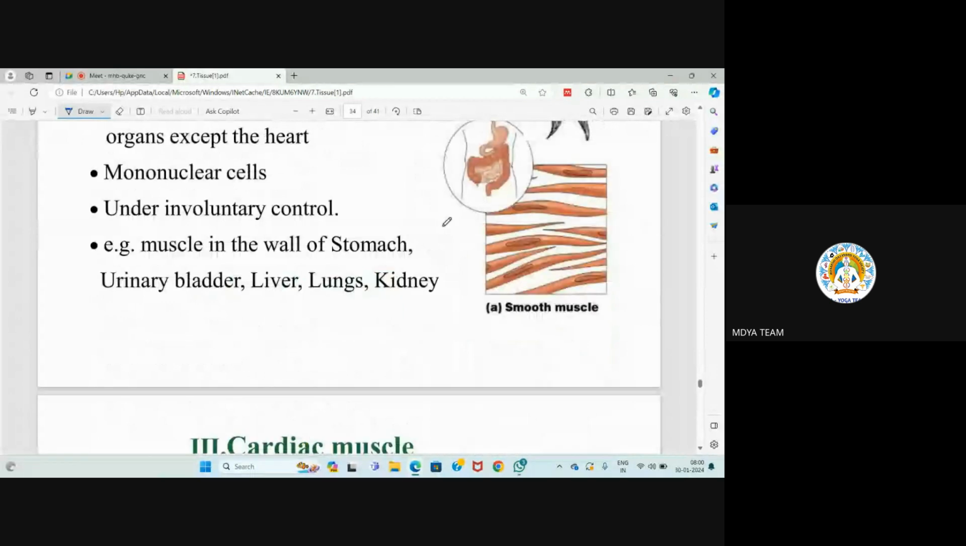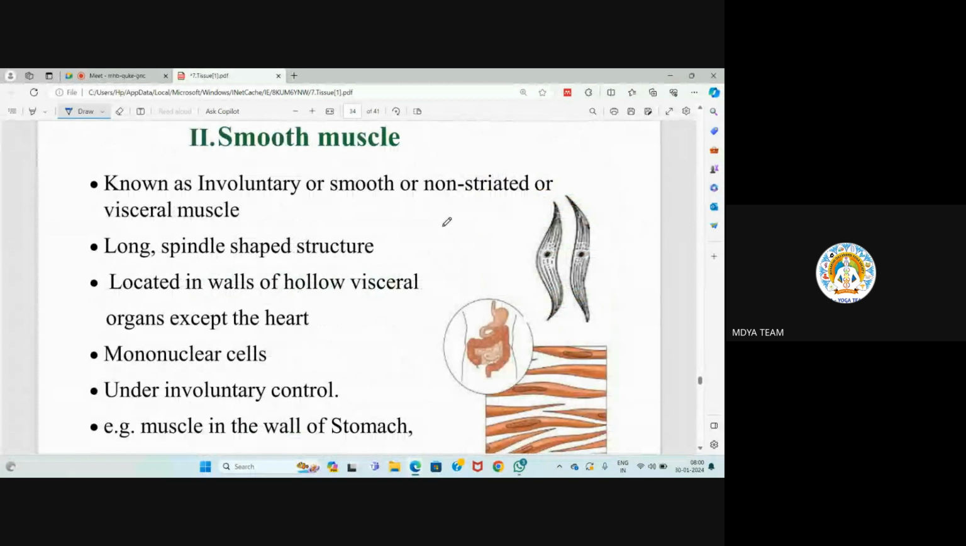Okay, so now next is smooth muscle, known as involuntary or smooth or non-striated or visceral muscle. Smooth muscles are involuntary, means we cannot move our smooth muscles as per our wish. Smooth muscles are present in the digestive tract, in blood vessels, means in our internal organs. We cannot raise our peristalsis as per our wish. Like we have consumed food and we say, just now I will raise my peristalsis level. Peristalsis means the movement of the bolus of food in the gastrointestinal tract. Got it?